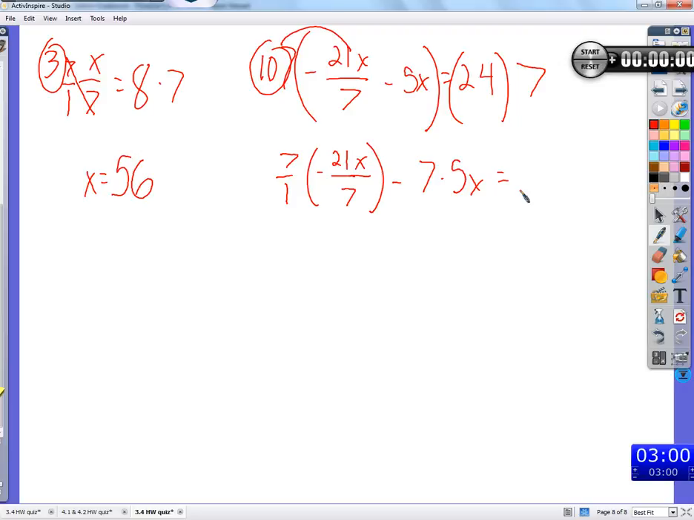You're dividing by 7 on both sides? No. If I'm doing something wrong, just let me know. I think it's right. If I multiply both sides by 7, you've got to distribute the 7 to both things. And I'm just showing that multiplication there. What happens when you multiply 7 by 21x over 7? We're multiplying 7 over 1 by negative 21x over 7. That's what's going on.